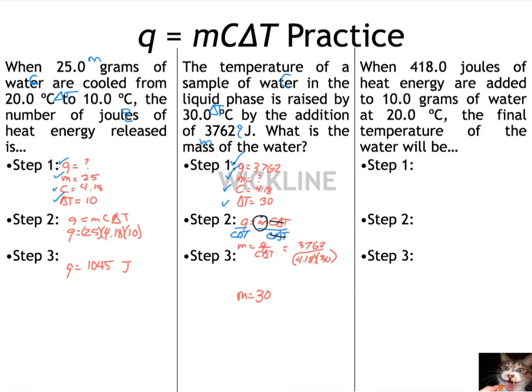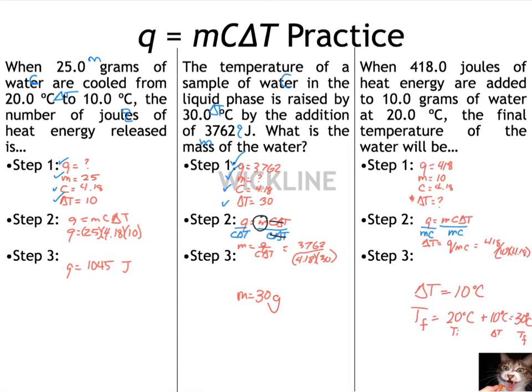From there, you need to substitute in values from your inventory. So I have 3762 over 4.18 and 30. And all you need to do is execute those operations and you get M is 30. The unit would be grams because it's a mass. All right, I'm going to solve the third question now.